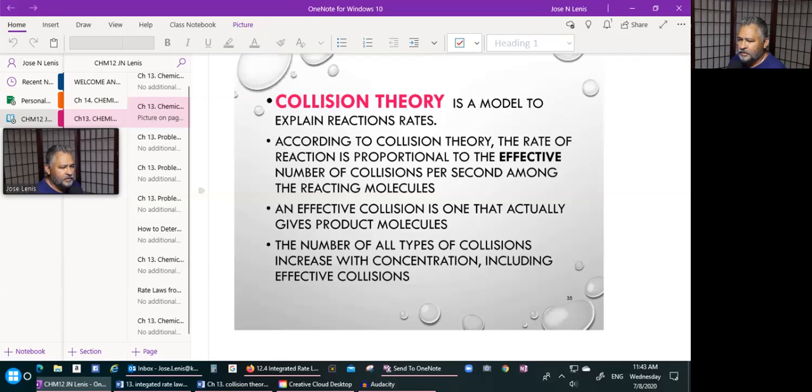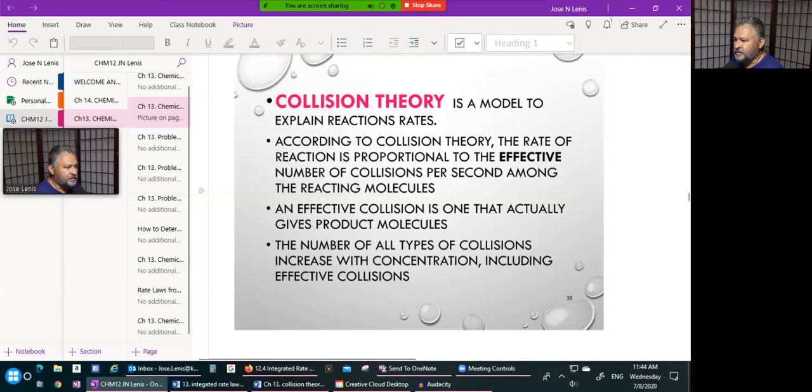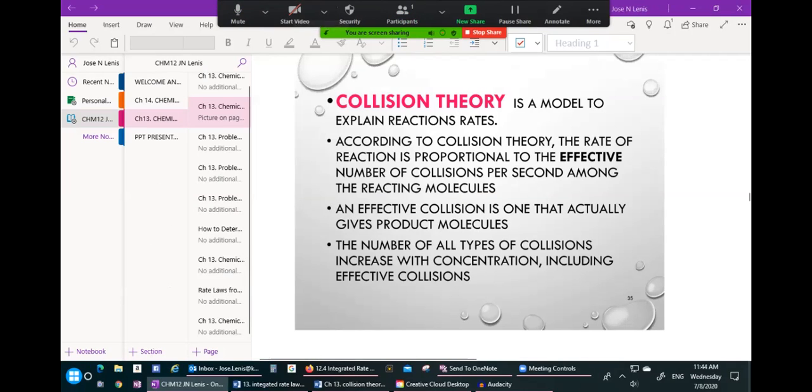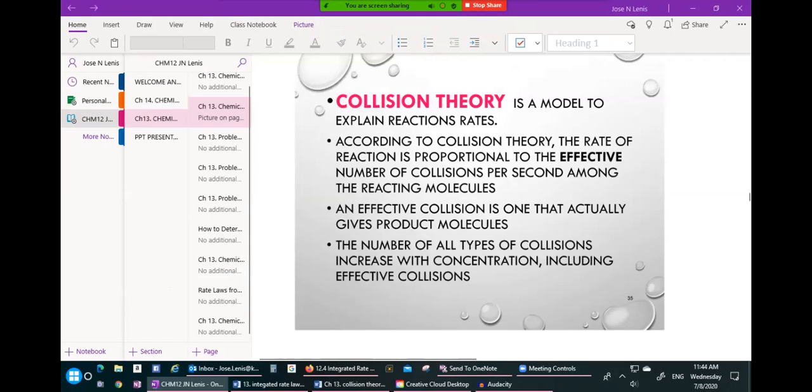Collision theory will help us to understand how the speed of the reaction is affected by several factors. With this theory, the speed of the reaction is proportional to the number of collisions between the reacting molecules.